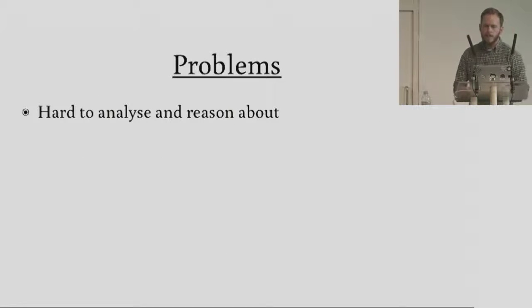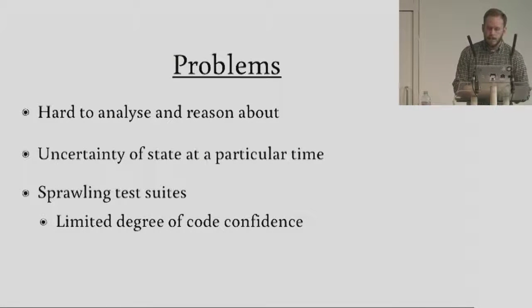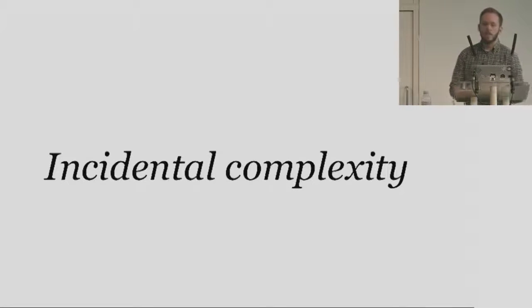So they're hard to analyze and reason about, like I've said already. You become more and more uncertain about the state of your application at any particular time in its existence. And you end up writing sprawling test suites, particularly to do with the interactions between your objects. I'm not saying it's bad to write tests, you should definitely write tests. But I think because of this rampant mutability, it lends to a limited degree of confidence in the code that we're writing. And according to Moseley and Marks, and I would go as far as to say that I completely agree, this is incidental complexity. We shouldn't need to deal with any of this. None of this is part of the problems that we're asked to solve.